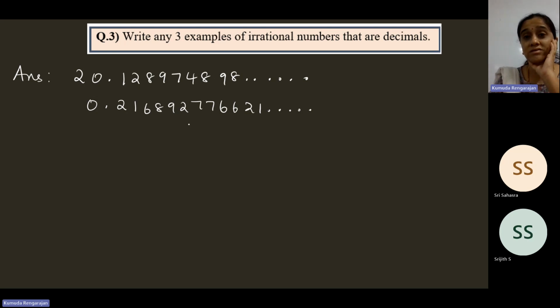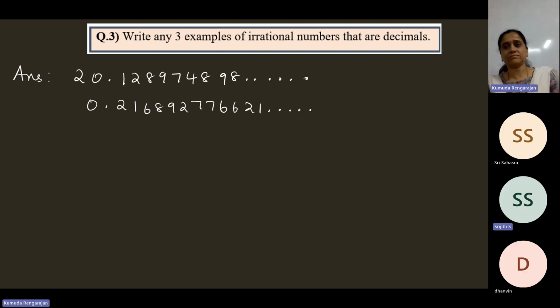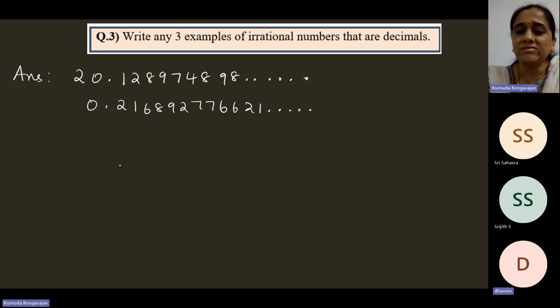You should write only decimals. Irrational numbers that are decimals, not radicals, that are decimals. Correct. If they ask decimals, you should not write radicals. If they ask radicals, you should not write decimals. If they simply say give examples of irrational numbers, then you can write anything.